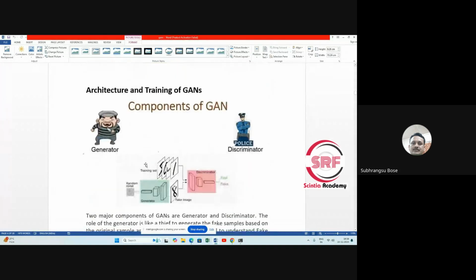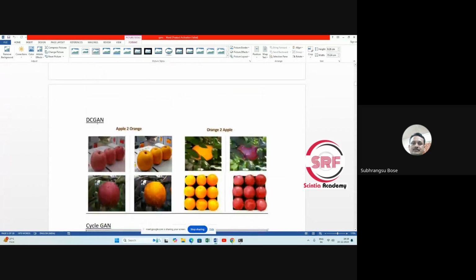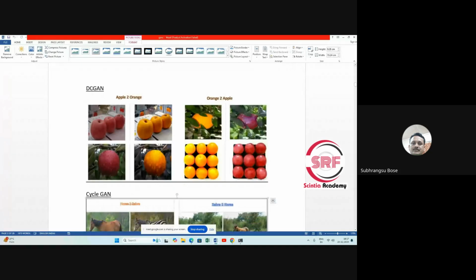Now, how many types of GAN can be used? First, today we analyze the DCGAN. DCGAN means deep convolution generative adversarial network. Here, the convolution neural network, CNN, is used to analyze an image and to create a new image. This is called a convolution neural network.